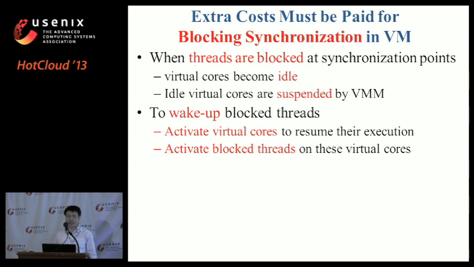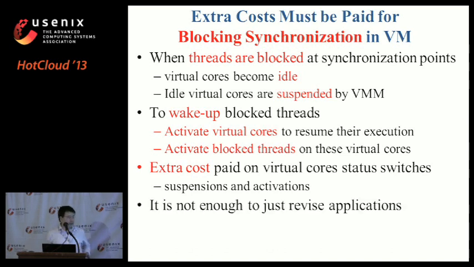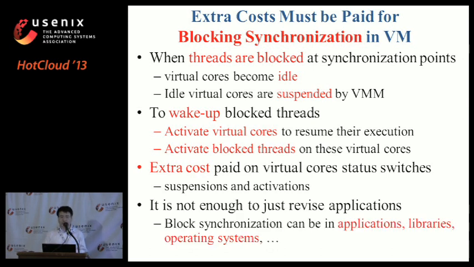When the condition for the threads to continue their execution is met, we have to wake up the blocked threads to resume their execution. To resume their execution, we first need to activate the virtual cores. Then we activate the blocked threads on these virtual cores. So you may say that the cost must be paid every time we switch the status of the virtual core. Please note that it's not enough to just revise the applications to avoid this problem, because blocking synchronization may appear in applications or in libraries and operating systems.